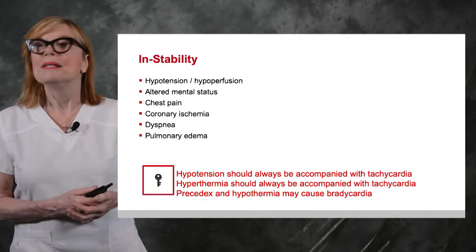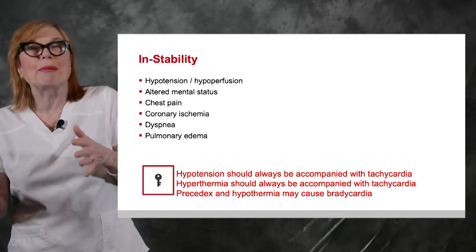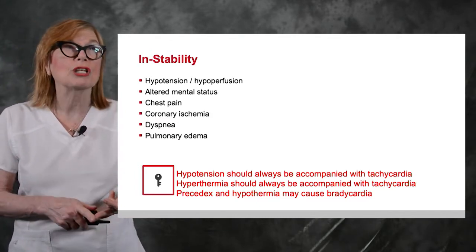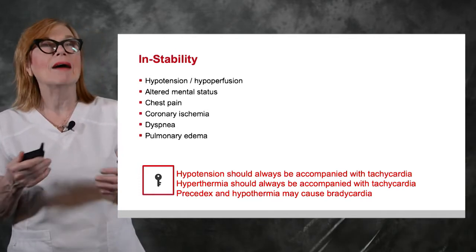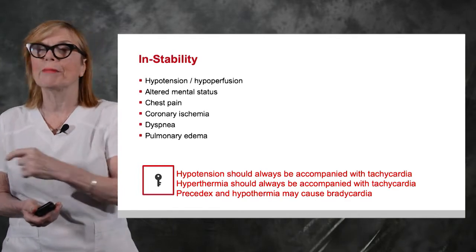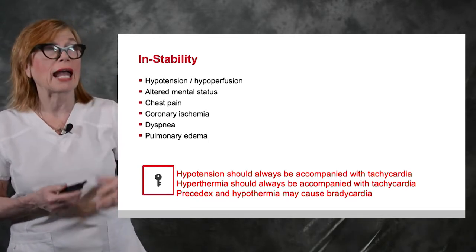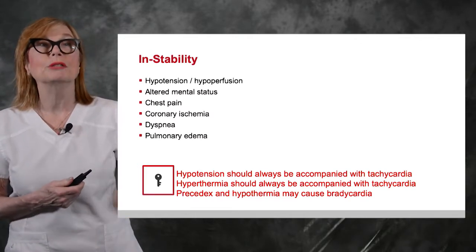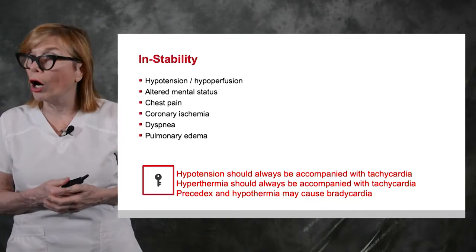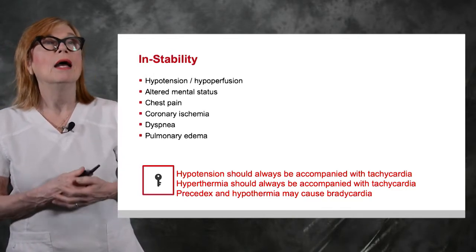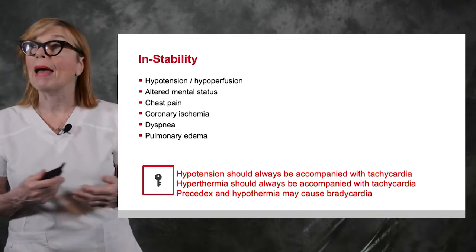Okay, so to begin, what we always have to consider is any rhythm that is associated with instability, meaning hypotension, hypoperfusion, alteration of mental status, chest discomfort, ischemia on EKG, shortness of breath, and any evidence of pulmonary edema. These are all hemodynamic instabilities that first and foremost we must look at our cardiac rhythm in order to fully understand that presentation. Now remind ourselves that hypotension should always be accompanied with tachycardia, and hyperthermia should always be accompanied with tachycardia. And then we want to remind ourselves that tension pneumothorax, hypothermia, induced hypothermia, may cause significant bradycardia.